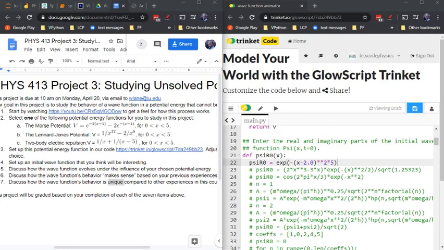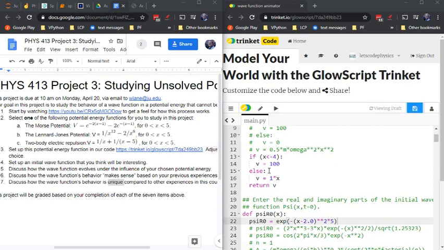And that's it. That's the third project. That is the last major chunk of the course grade: changing a potential energy, changing a range, and changing an initial wave function, and watching it and telling me what it looks like.